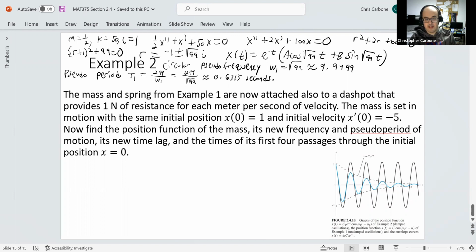The frequency that we would have, I'll write that down here. Frequency is going to be nu sub 1 equals 1 over T sub 1, so omega sub 1 divided by 2 pi. So in our case, the square root of 99 divided by 2 pi. That will give us about 1.5836 hertz.